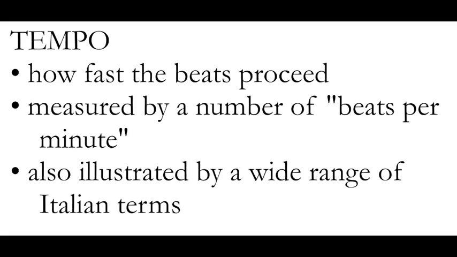A common way to do this is using a number of beats per minute. The number tells us how many beats we have in a minute. The more beats we have in a minute, the faster the tempo. The fewer beats we have in a minute, the slower the tempo. 60 beats per minute, for example, equals a beat every second. This is a relatively slow tempo. 120 beats per minute would be 2 beats per second. And this is a reasonably quick tempo. We can go all the way up into the high 100s or low 200s, which would be very, very fast tempos.